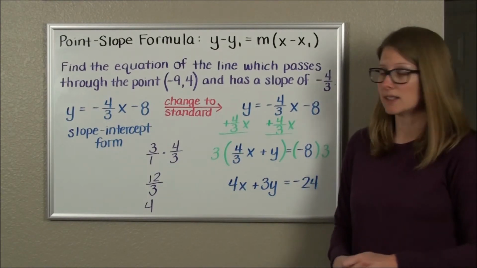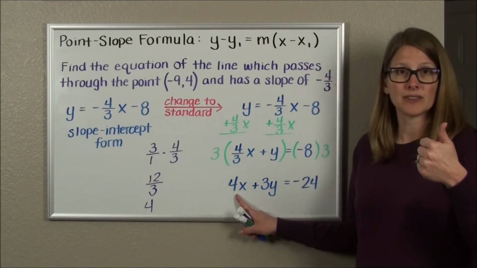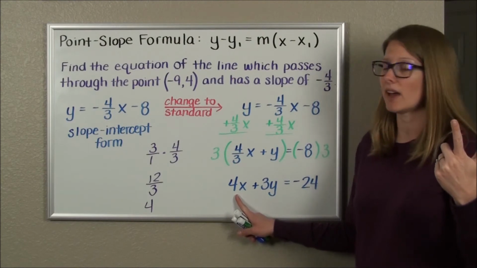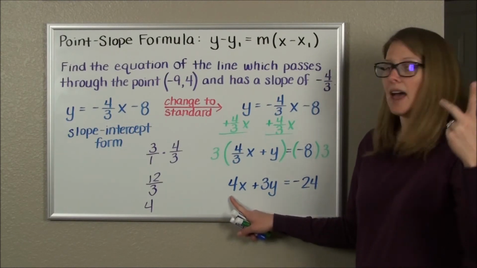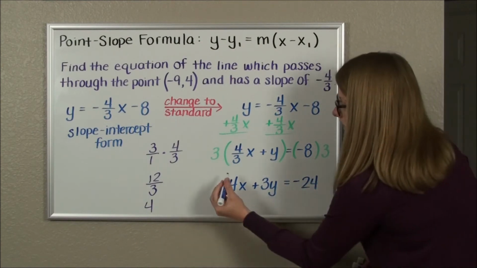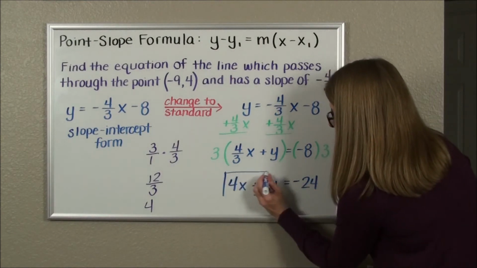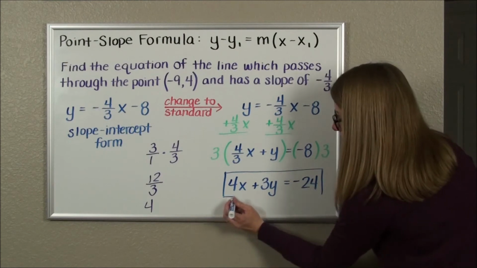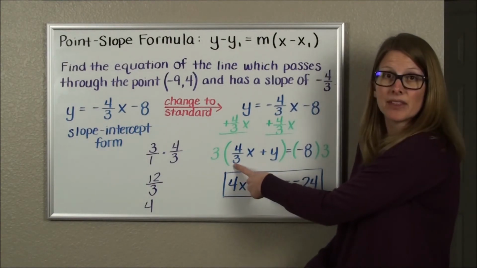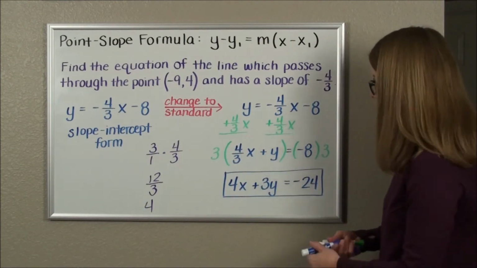So let's go through our checklist again. Number 1, we need to make sure x and y are on the same side, on the left. We've got that. Number 2, we don't want fractions in front of x or y, which is true here. And number 3, we need to make sure x is positive, which it is. So here is our standard form. If you ever have fractions and you need to get rid of those fractions for your standard form, go ahead and multiply by the denominator and it'll make the fraction go away.